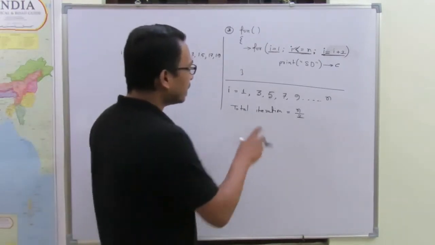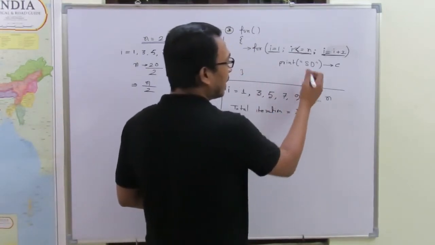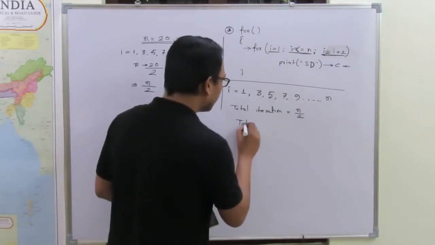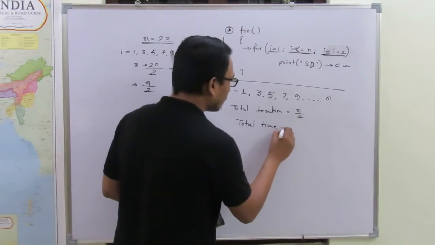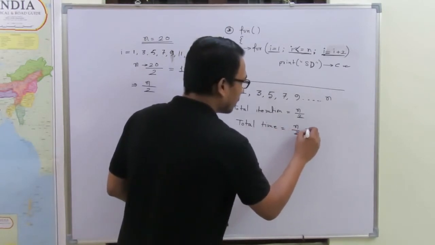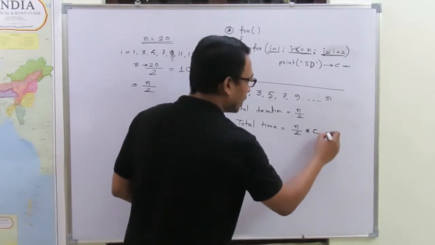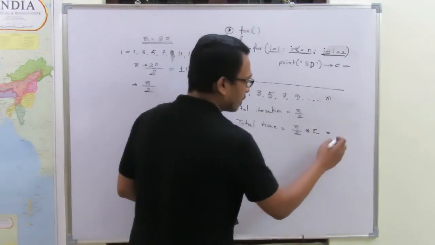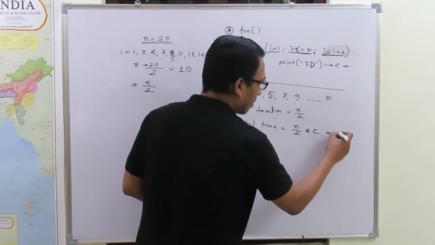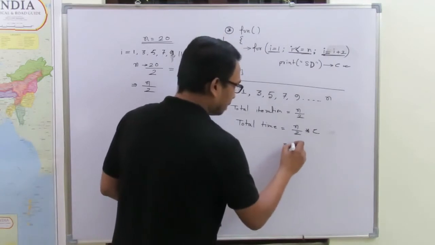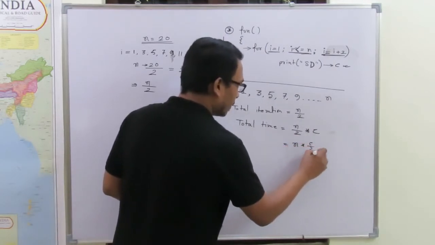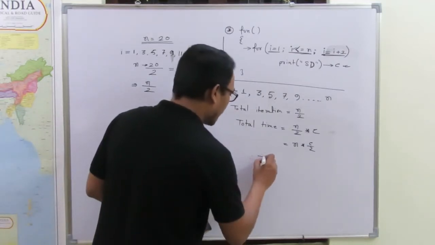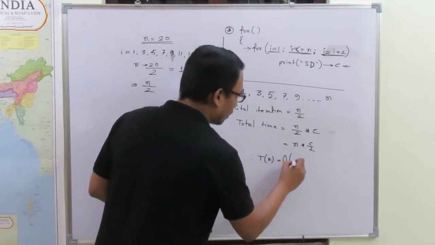So, each iteration takes how much time? Each iteration takes only c time. So total time will be n/2 into c. Now here this n is our input size, and c and 2 are both constants, so we will get something like n into c/2. So here only n is our input term, so time complexity will become O(n) again.